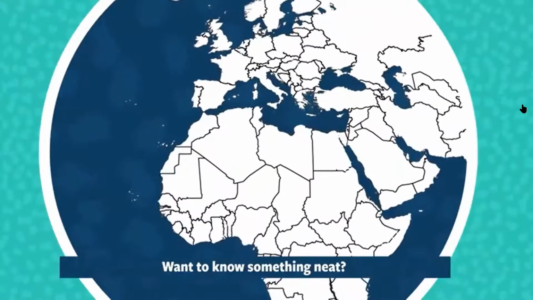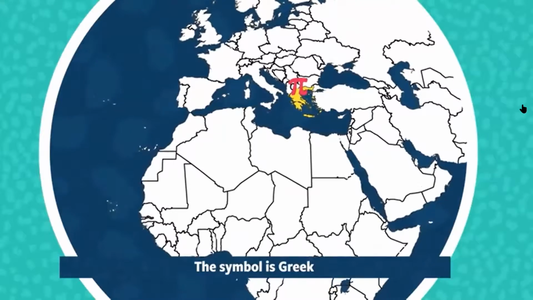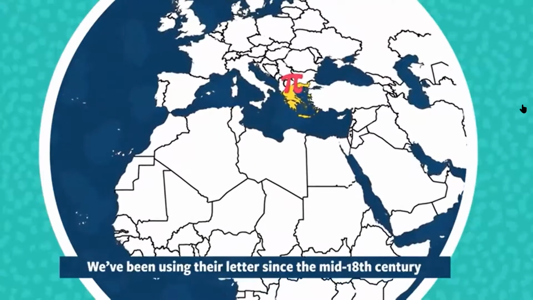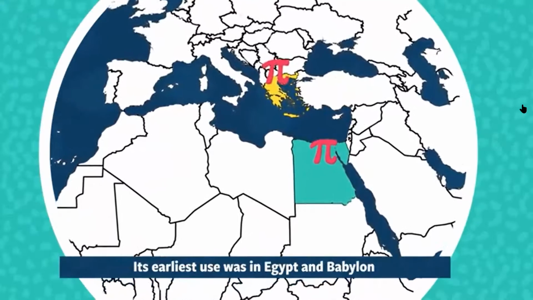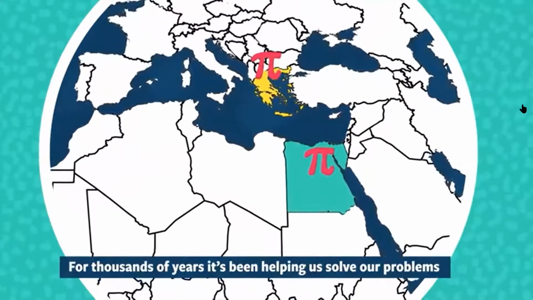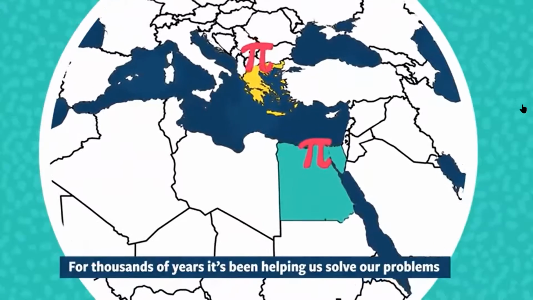Wanna know something neat? The symbol is Greek. We've been using the letters since the mid-18th century. Its earliest use was in Egypt and Babylon. For thousands of years, it's been helping us solve our problems.